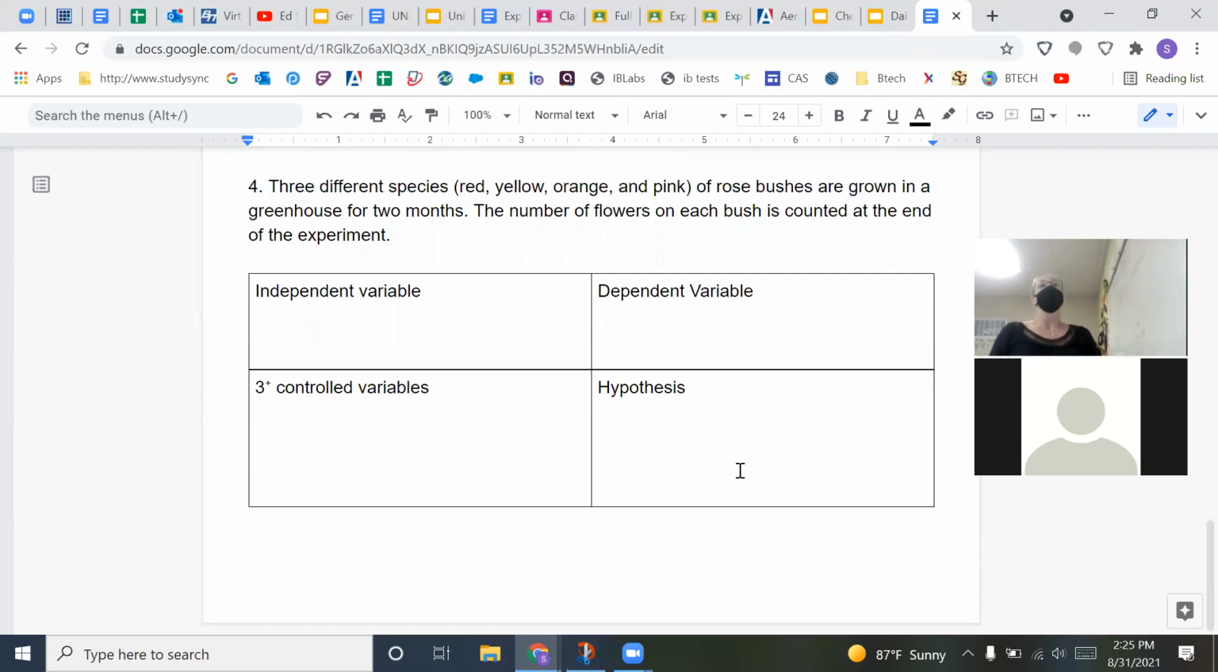Okay, last one, 3 different species of rose bushes. Again, on this one, a lot of people put red, yellow, orange, pink. So you listed the groups. Really, what I would rather have would be species of rose bush. Dependent variable would be the number of flowers. Controlled variables, hypothesis, you did well on that.